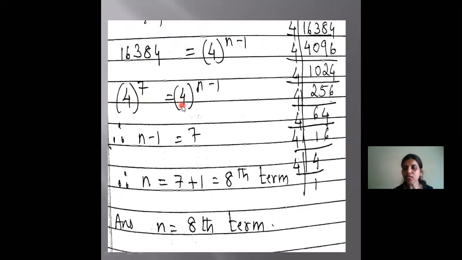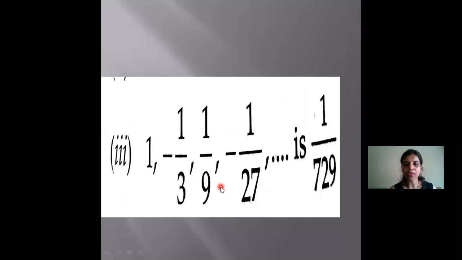And here you can see the base is same, so indices become same. So n minus 1 is equal to 7 we got. When we take this minus 1 to this side, it becomes n is equal to 7 plus 1, which is nothing but 8. So that is 8th term. That is how we got the answer, n is equal to 8th term. I hope till here it's clear, children. Now we go to the next part.